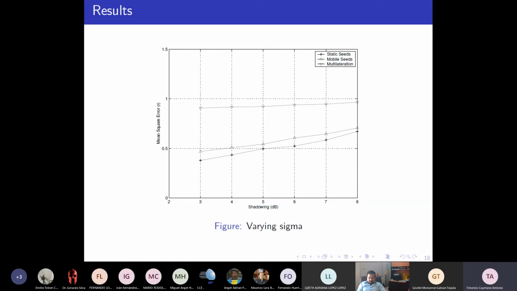In the third simulation that we have done, we are varying the shadowing from 3 to 8, and we are also obtaining a better performance of the algorithm that we are proposing than the multilateration one. So in this case, it is also remarkable that when the seeds are static, the algorithm's performance is better than when the seeds are mobile.